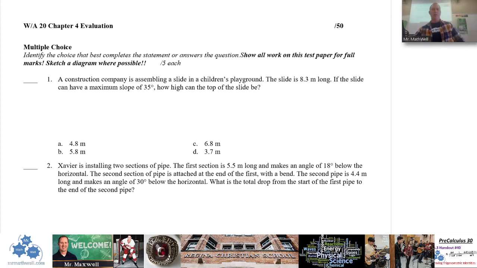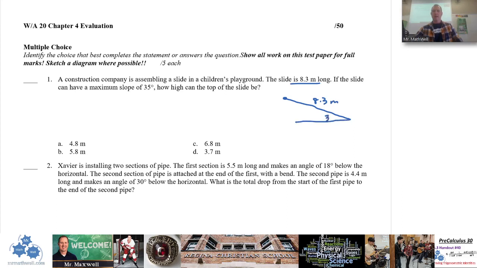Question number 1 says this. A construction company is assembling a slide in a children's playground. The slide is 8.3 meters long. If the slide can have a maximum slope of 35 degrees, how high can the top of the slide be? So here's the information. The slide itself is 8.3. So I'm going to draw the slide here. That's 8.3 meters. It can have a maximum slope of 35.